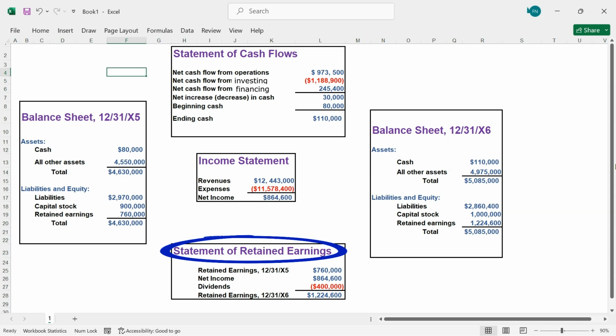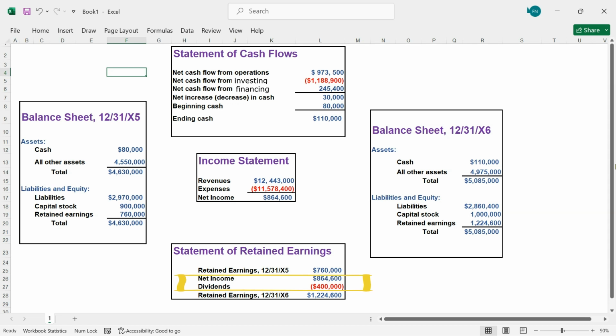And in fact, you see that the basic elements of the statement of retained earnings show the change by identifying the balance of retained earnings at the beginning of the year. This $760,000 comes from the balance sheet at the beginning of the year, and it tries to identify then what the balance is at the end of the year, 12/31/X6, which is $1,224,600, and simply identifies the two things, events, that can cause retained earnings to change. The two things that cause a change in retained earnings are earnings for the year, net income, less dividends.